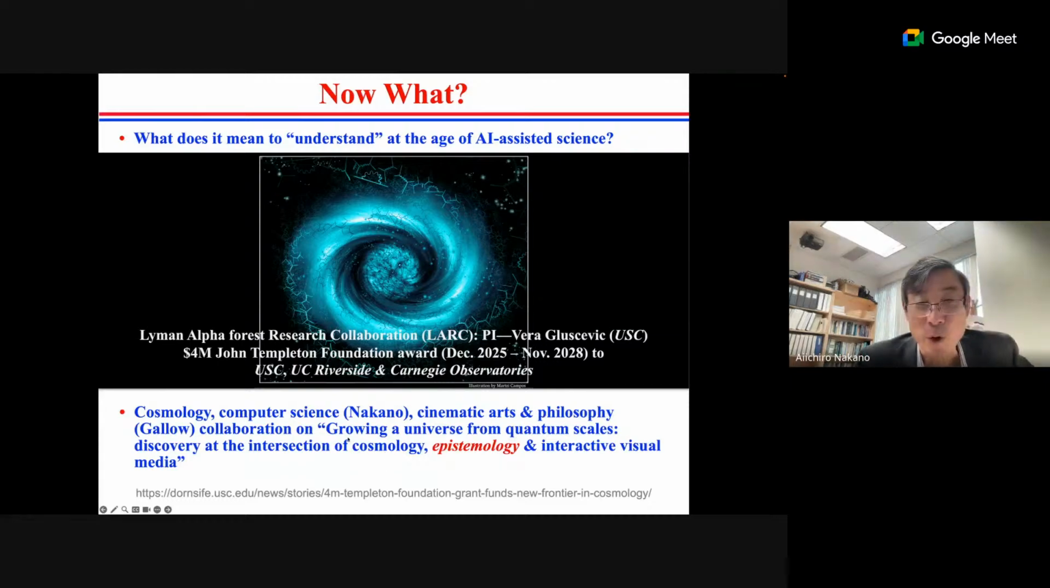So this is called the growing universe from quantum scales, discovery at the intersection of cosmology, epistemology, and interactive visual media. Here, the philosophy of epistemology is what we mean by "to understand," and that's the topic. I'm excited about this. It basically combines high energy physics to study dark matter, and I'll be happy to introduce my colleagues who do the cosmology part to you in the future.